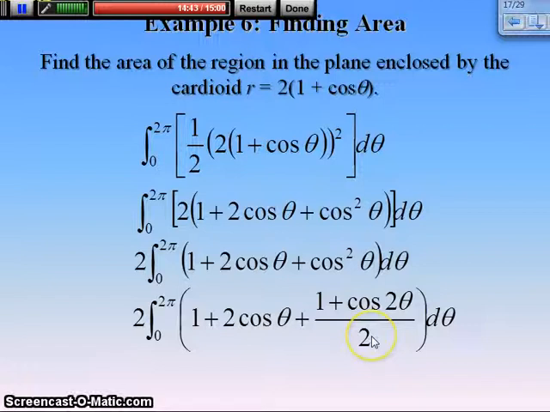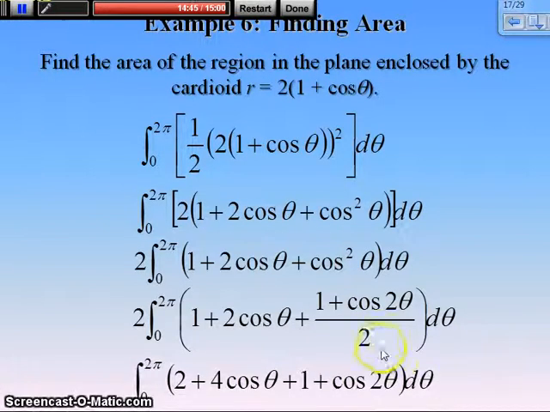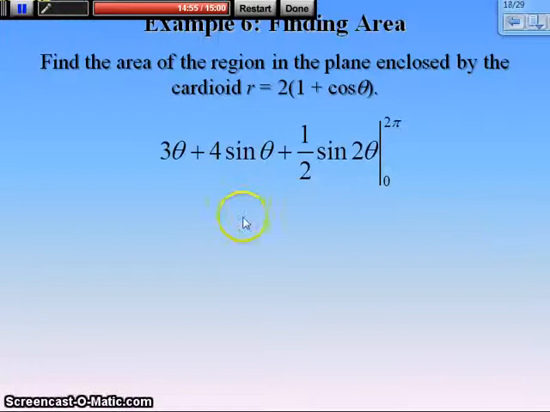So I did my power reduction, then took the 2 that was out here and I distributed it back through, so 2 and 4, and then that gets rid of that 2 right there. Now I can take the integral, and those are not difficult integrals to take. I get 3 theta plus 4 sine theta.